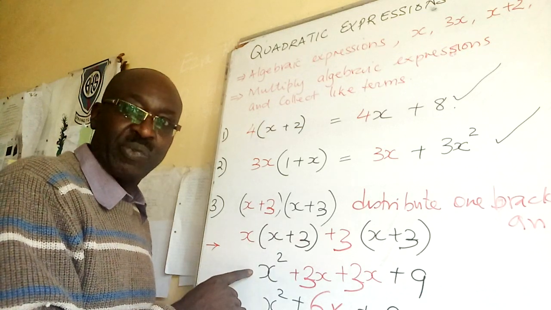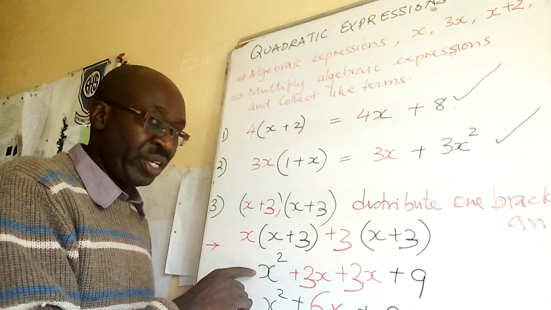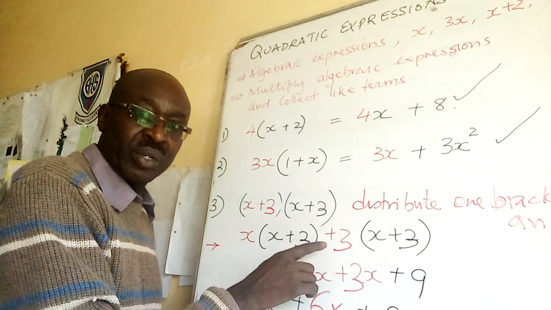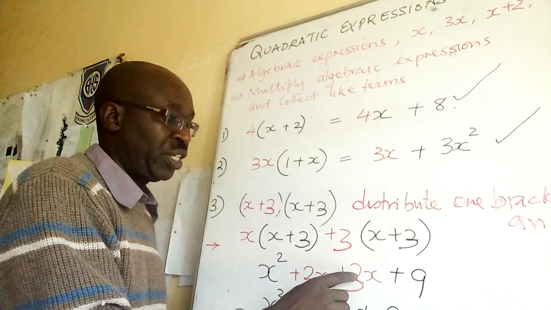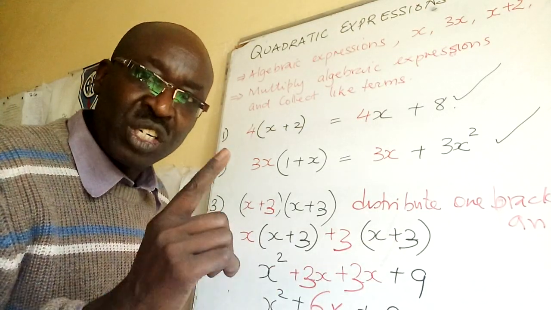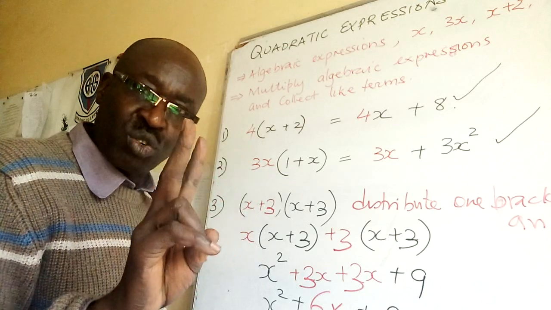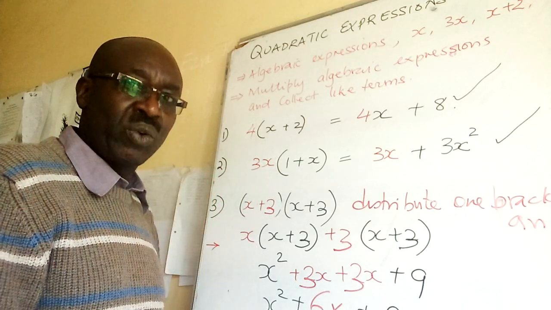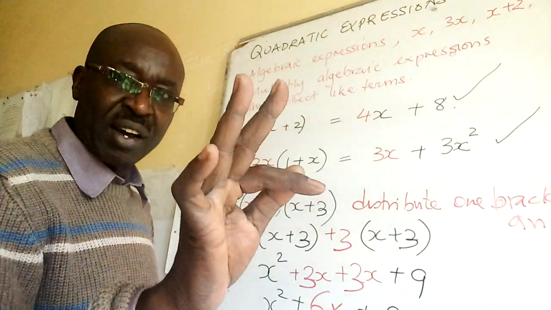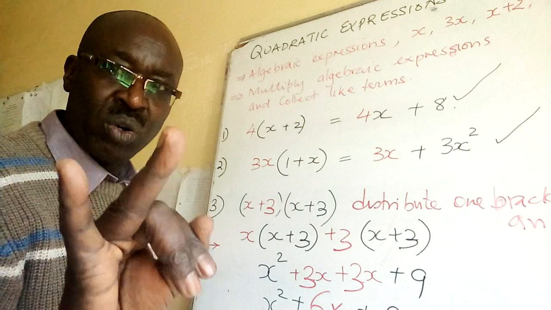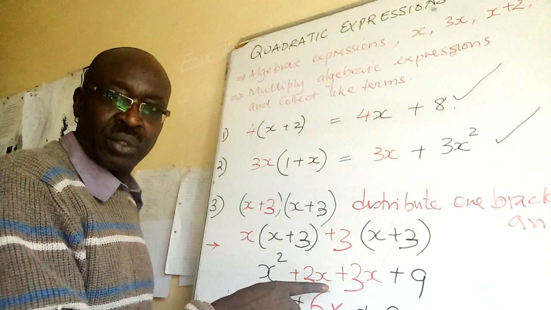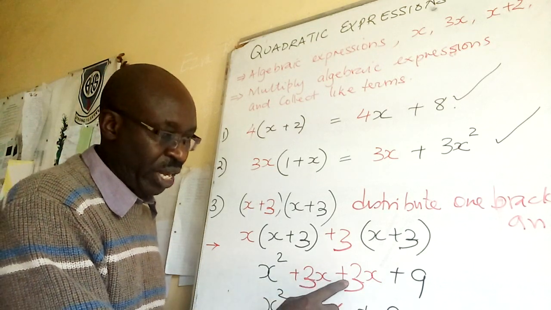So, can we do it now? We can still go a step further here. x and x give me x squared. x and 3x, positive times positive, positive 3x. Positive times positive gives me 9. And I want you to keep on doing it using 2 colors. You can't use 1 color. A student must have 3 colors: red, blue, black. You do what the teacher does, because you can see there is a relationship here.